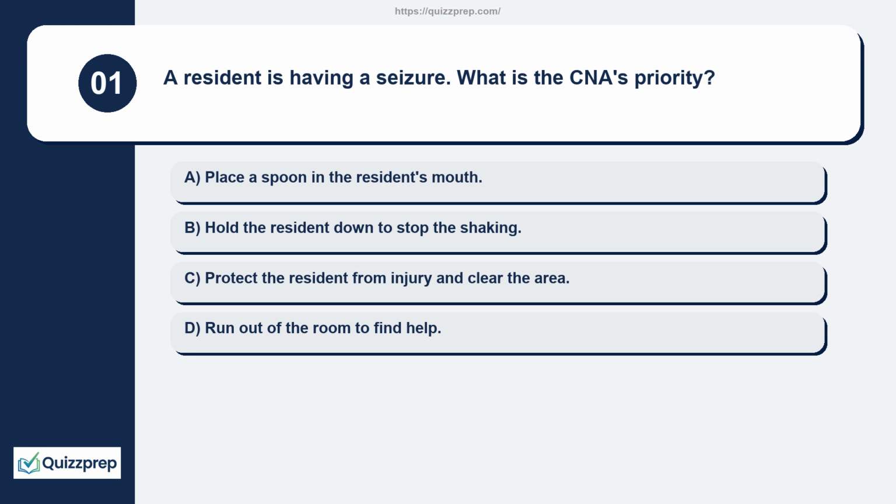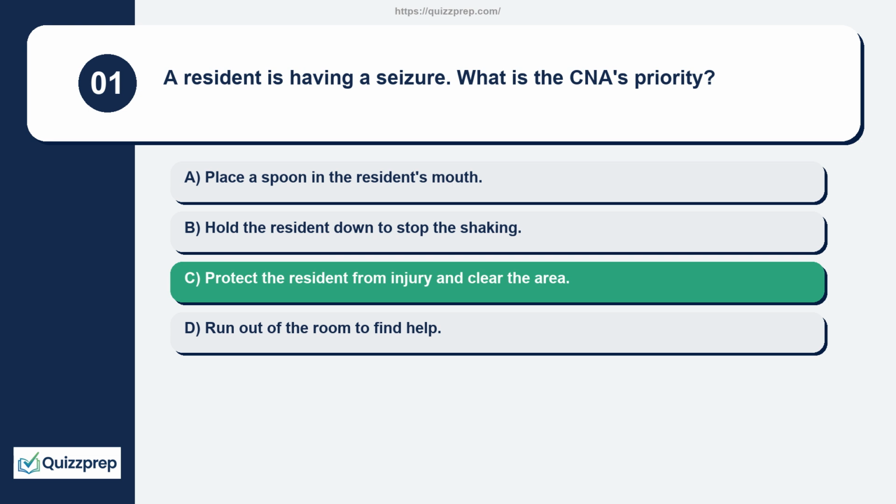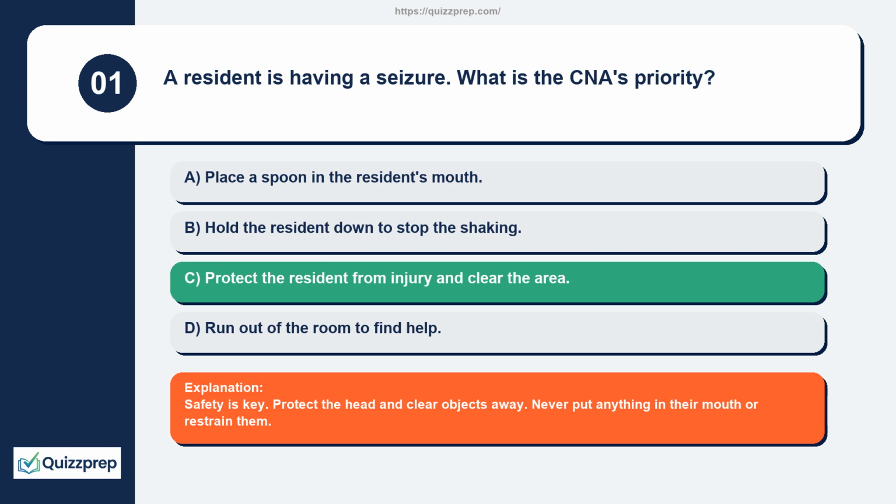Place a spoon in the resident's mouth. Hold the resident down to stop the shaking. Protect the resident from injury and clear the area. Run out of the room to find help. Safety is key. Protect the head and clear objects away. Never put anything in their mouth or restrain them.